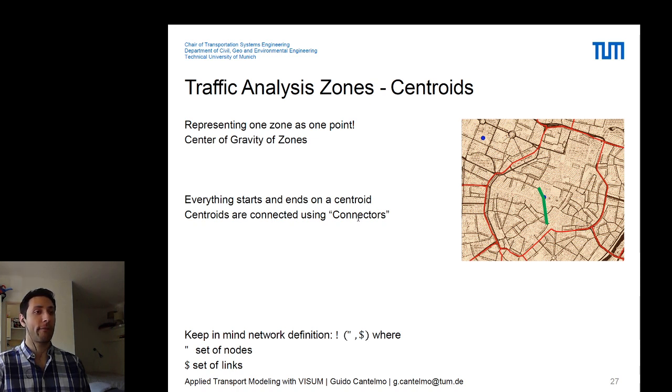Once again, we will see how to do this in VISUM in the next class. But this is just to give an idea. Connectors are actually some of the most important parts to properly model a transportation system.